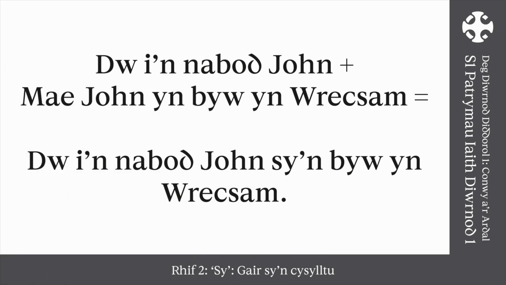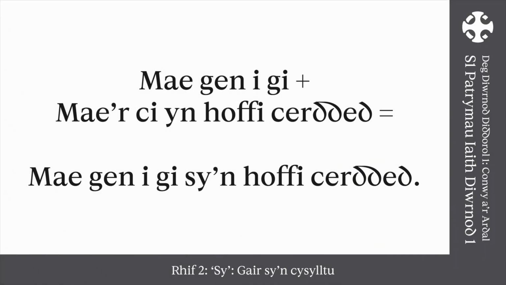Dwi'n nabod John. Mae John yn byw yn Wrecsam. Dwi'n nabod John sy'n byw yn Wrecsam. I know John who lives in Wrexham. Mae gen i gi. Mae'r ci yn hoffi cerdded. Mae gen i gi sy'n hoffi cerdded. I have a dog that, or which, likes walking.